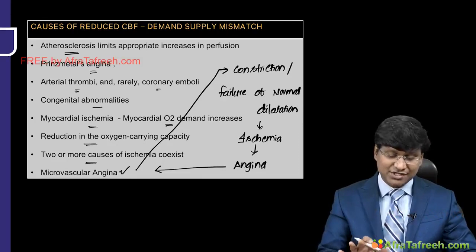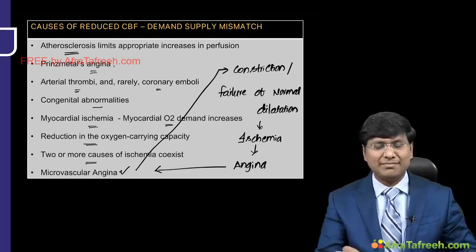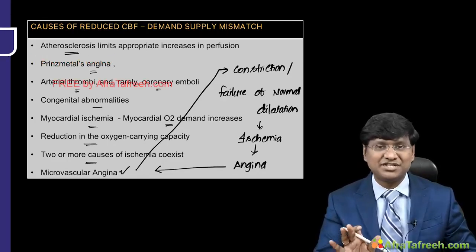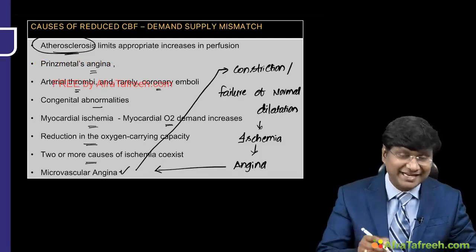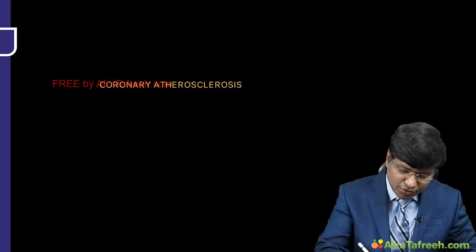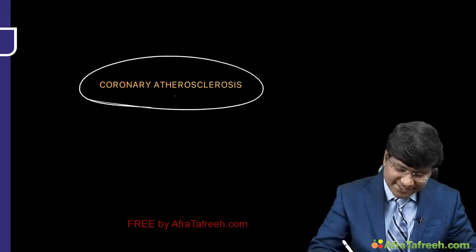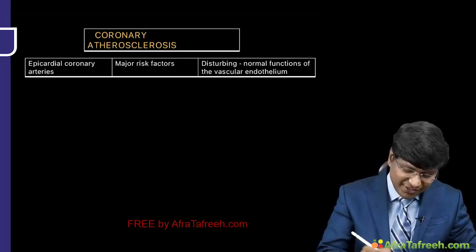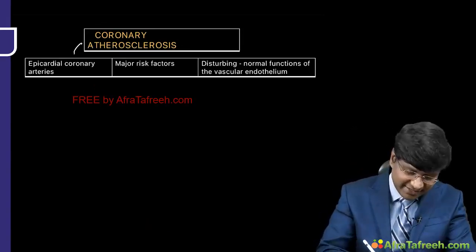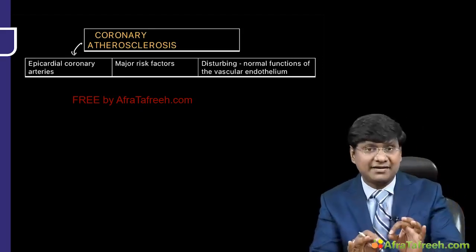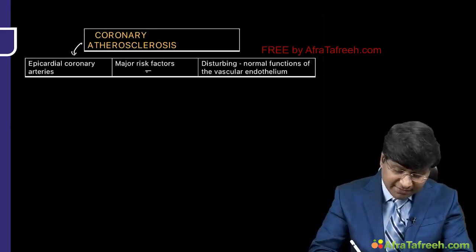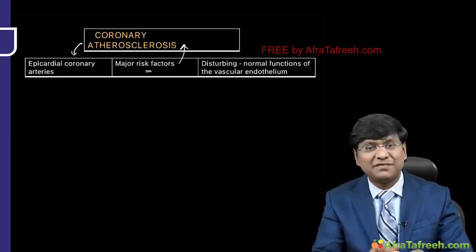So these are all the conditions where there can be reduced coronary blood flow as well as demand and supply mismatch causing the development of ischemic heart disease. Now, out of which, let me discuss atherosclerosis. The most common cause of ischemic heart disease being atherosclerosis, you need to know the coronary atherosclerosis which occurs in the epicardial coronary arteries. It has some major risk factors, right? Now, what are the major risk factors for the development of atherosclerosis?